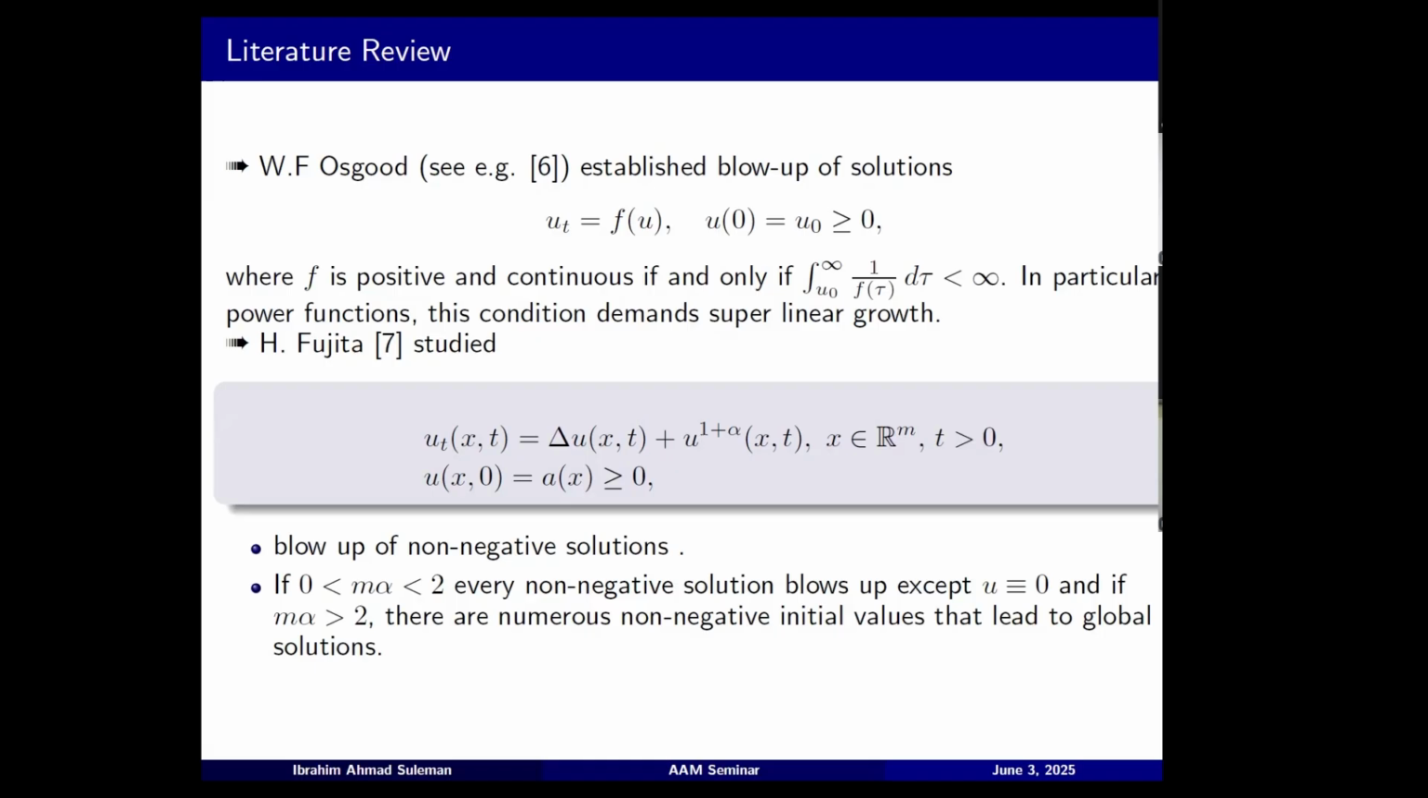In this case, Fujita found that if the dimension of the domain m times the exponent alpha is less than 2, then every non-negative solution blows up, of course, except the trivial solution. And in the opposite case, m times alpha greater than 2, there are numerous non-negative initial values that lead to global solutions.